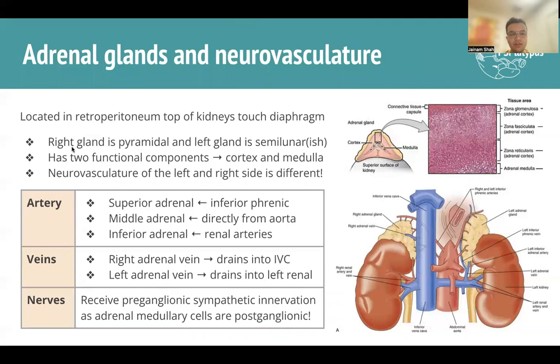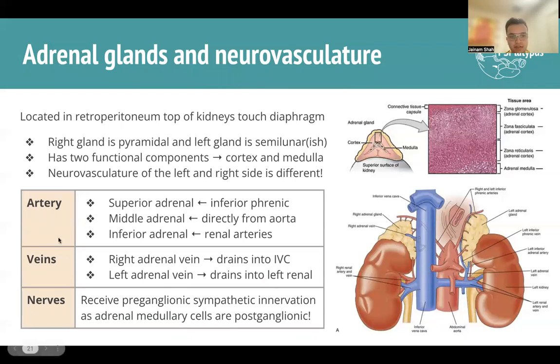The right adrenal gland is pyramidal in shape, whereas the left gland is slightly semilunar in shape. I could never tell the difference in an actual specimen, but there you go. You can kind of see those shapes in this diagram here. It contains two functional components, which you will cover more in physiology, the cortex and the medulla. And the neurovasculature on the left and the right-hand side is slightly different, mainly the veins.